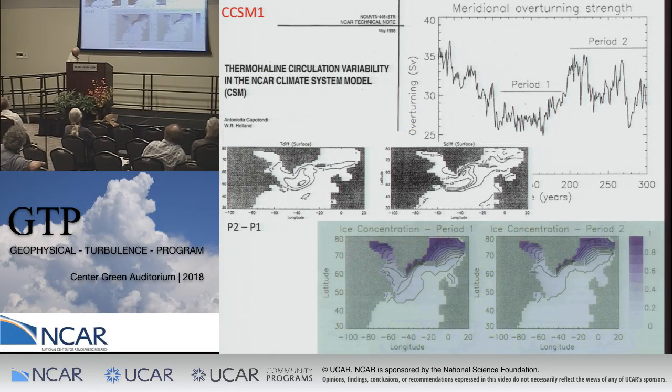This is the thermohaline circulation variability in one of our old versions of the coupled model. You can see we have about 100 years in a low meridional overturning state, and another 100 years or so in a higher meridional overturning state. This is in a free-running climate simulation.